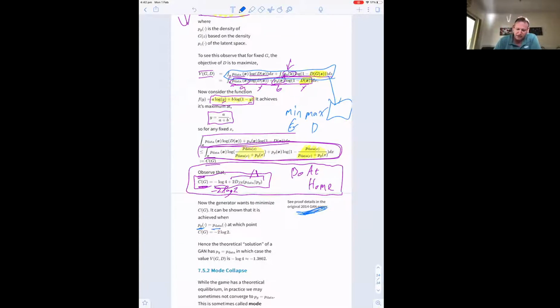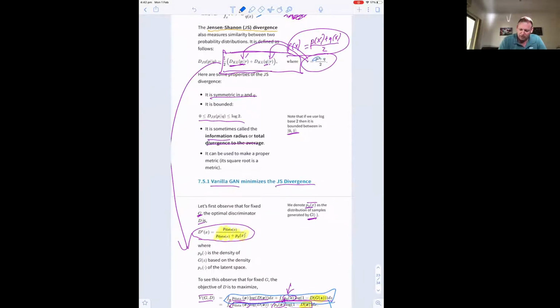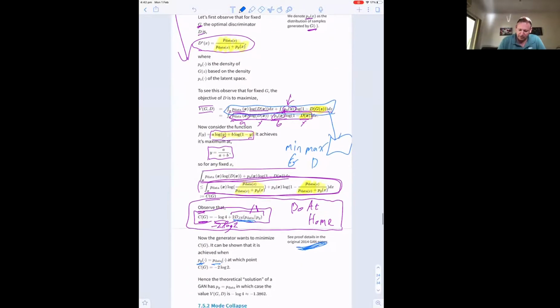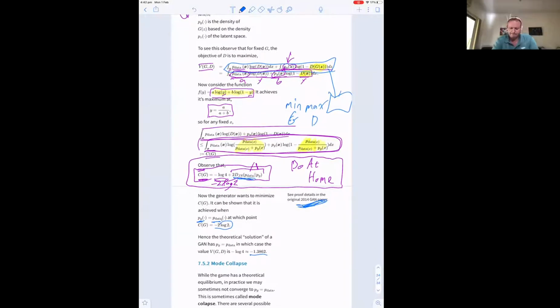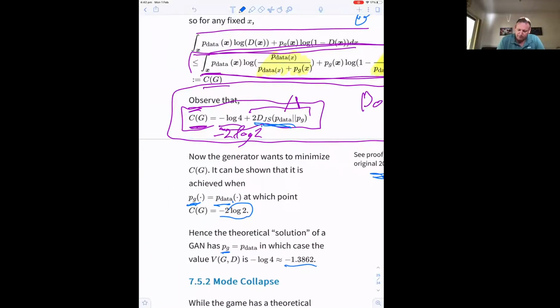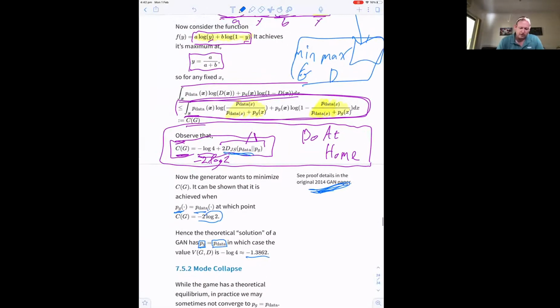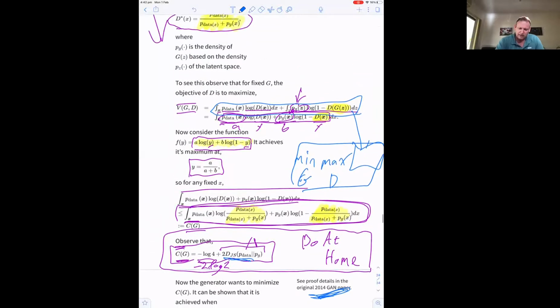Now, if PG equals P data, you can compute this exactly, okay? Then the Jensen-Shannon divergence, when PG equals P data, then R is just P, and that's equal to a Kullback-Leibler distance, so it's actually zero. So your cost is minus 2 log 2, so it's minus 1.3862. So this is somewhat theoretical footing for the fact that when the probability distribution of the generator equals the probability distribution of the data, then it's a saddle point in this minimax formulation, in the sense that you know what the discriminator is going to do.